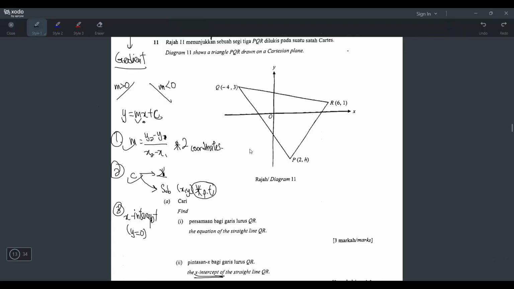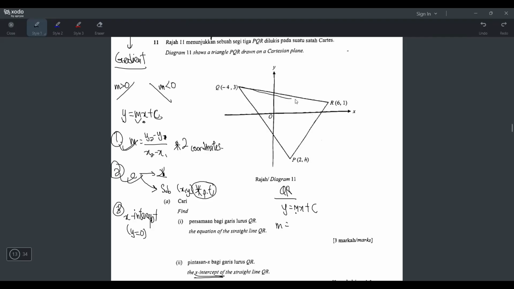So definitely it's y equals mx plus c. And I even know that the gradient will be negative, because it's going down like this, right? So it belongs to this type of line. Now what I need to do is find out the m and c by following the steps here. Step 1, step 2. Step 1 is get the gradient.